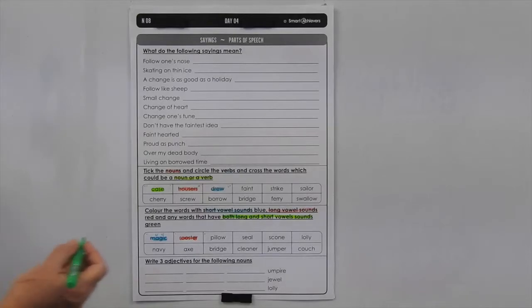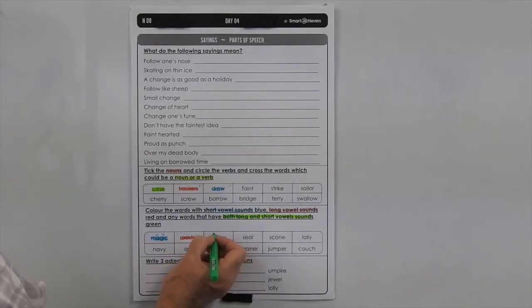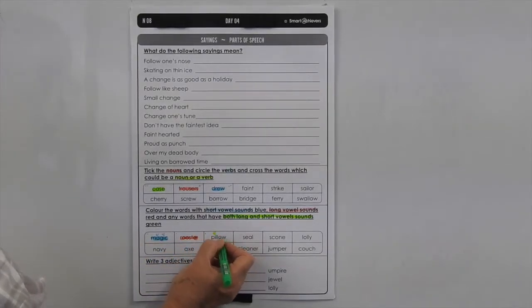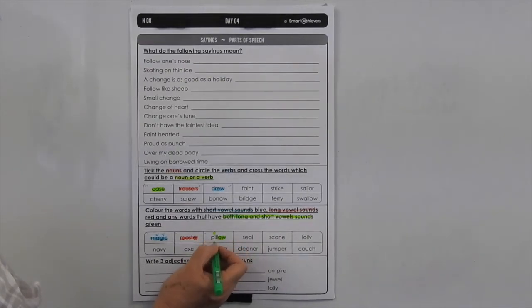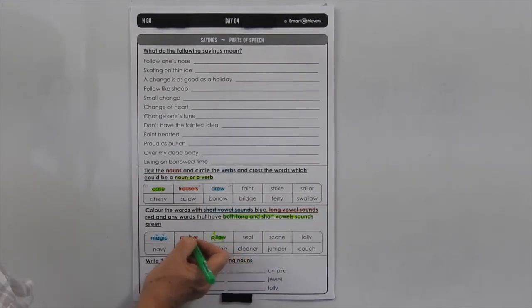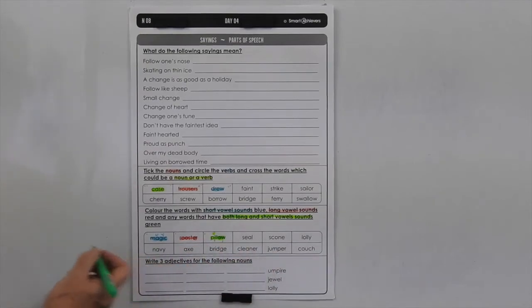Let's find the word. Oh, next word is it. I is a short vowel sound, and O, pillow. O is a long vowel sound, so that pillow has both a short and a long vowel sound in it. So you could finish off the rest of those on your own. You may need to discuss them with your group, with your other group members.